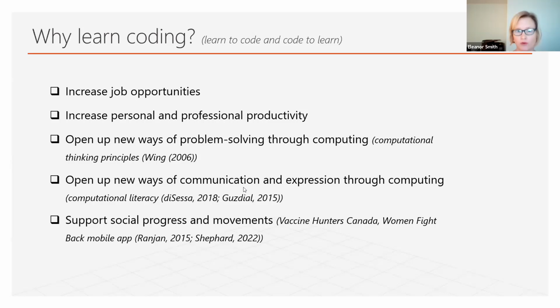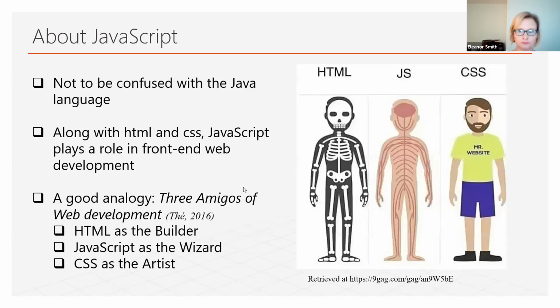So on this slide, I've focused a lot on the general arguments for learning coding. Now I'll go into more specifics about the JavaScript language. In most JavaScript 101 courses, one of the first points made is that JavaScript has no relation to the Java coding language. They are commonly confused by novices. Another key characteristic of JavaScript is that it works in tandem with HTML and CSS. And so JavaScript, along with those two other languages, plays a role in front-end web development.